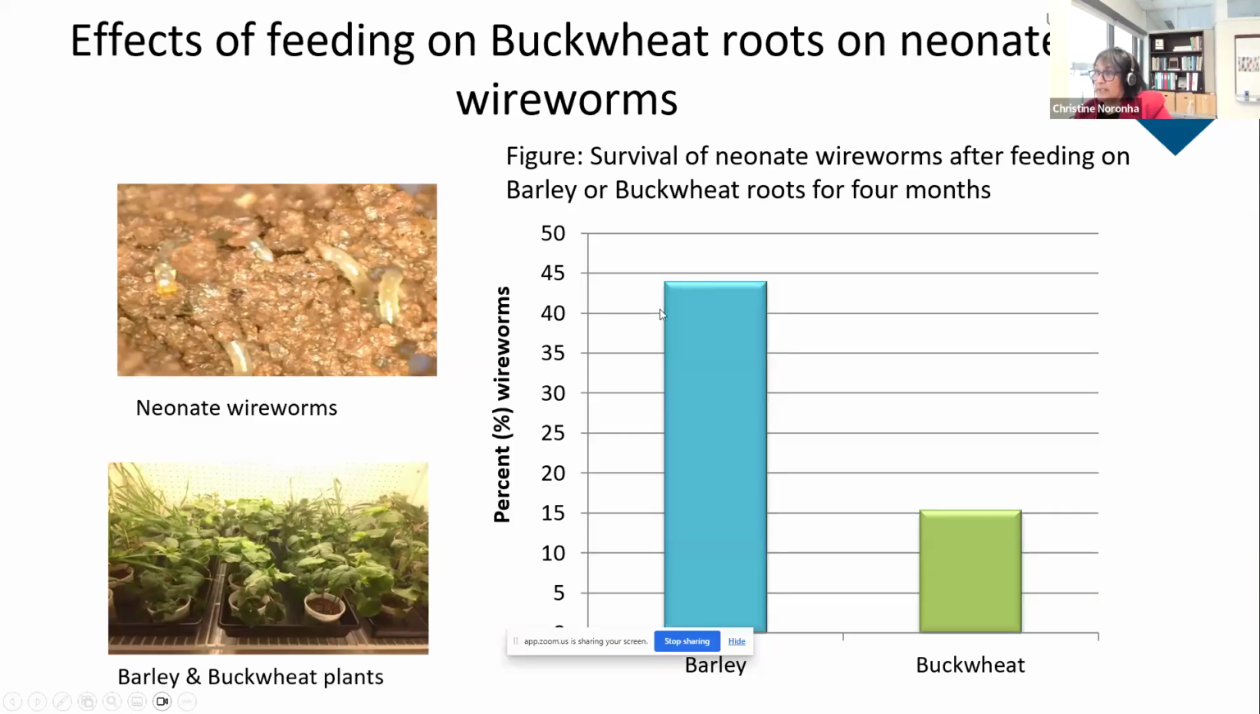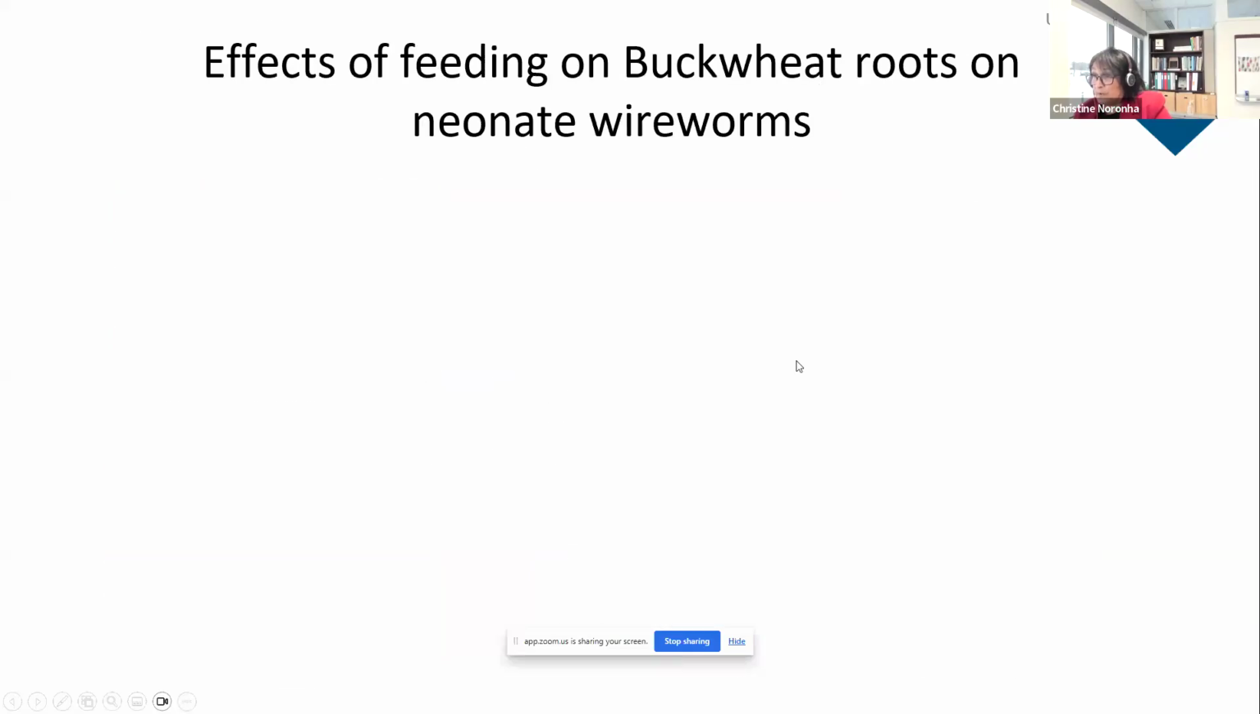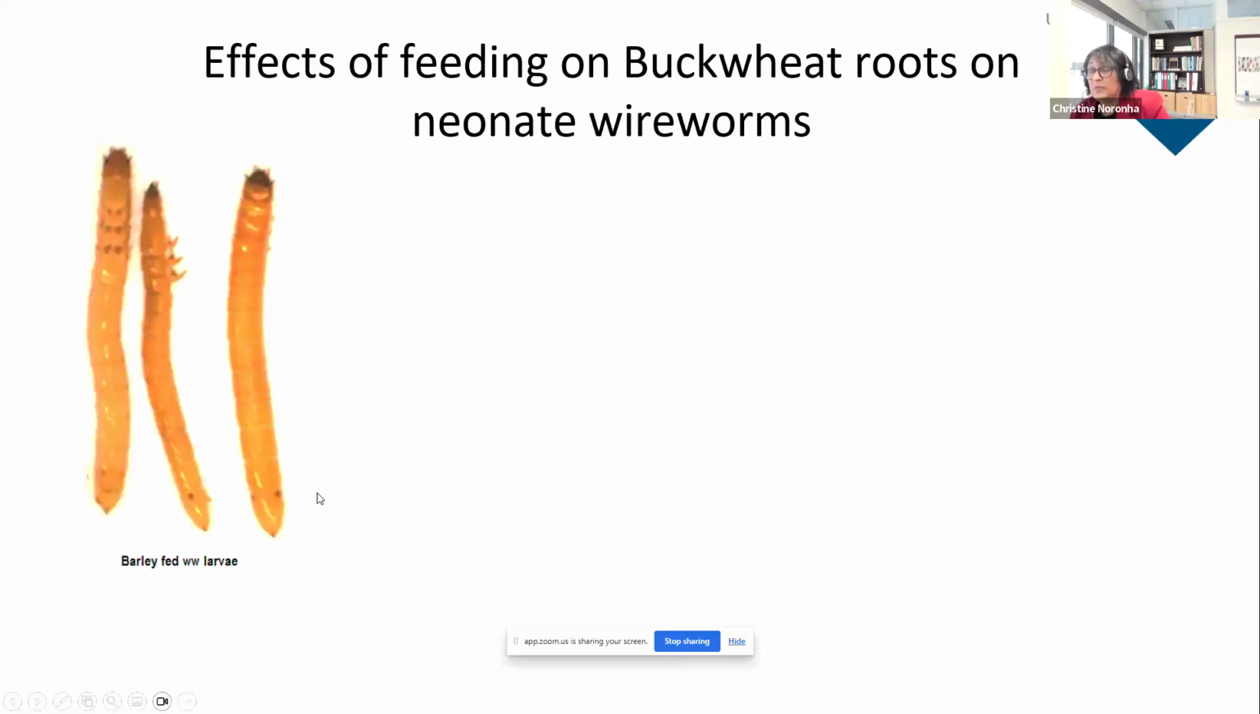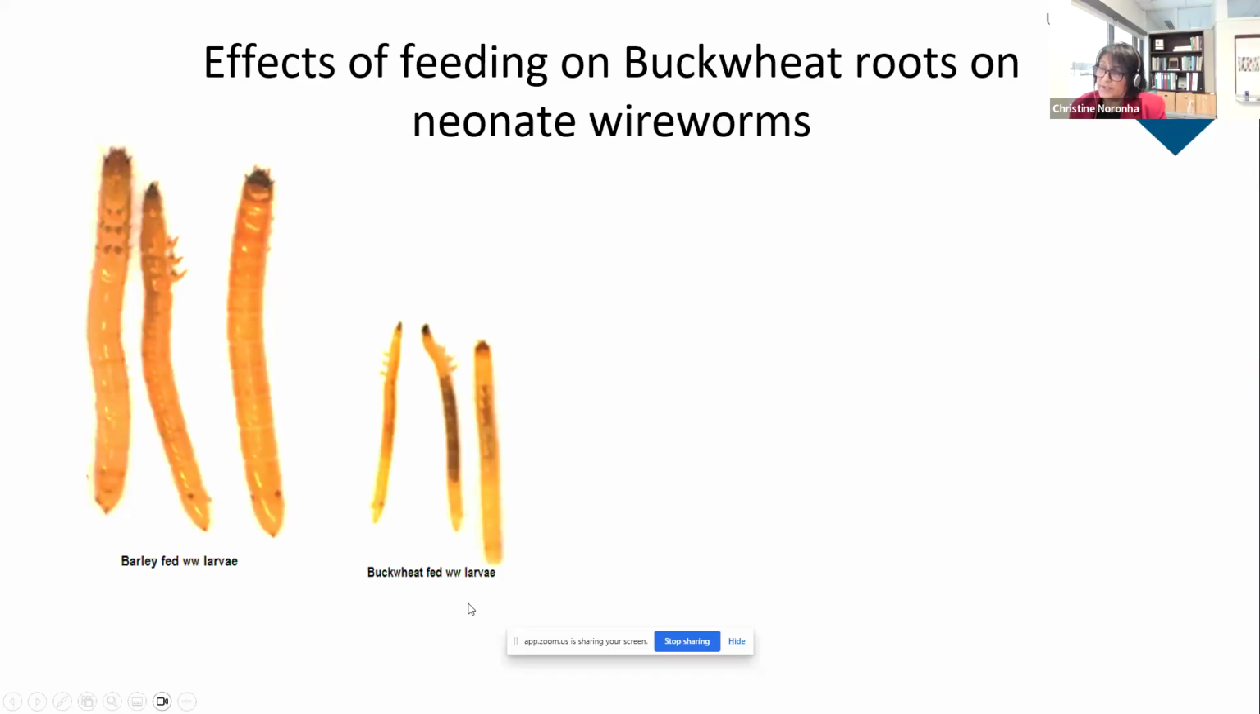But what was really interesting for us to see is how the wireworms grew in these pots. The wireworms in the barley were nice big fat wireworms, and they all started off at the same stage, just newly hatched. So we had several nice big fat ones, and then we had the buckwheat-fed wireworms, and you can see how small they are, and they eventually died. So it was actually having a negative influence on the survival of these larvae.